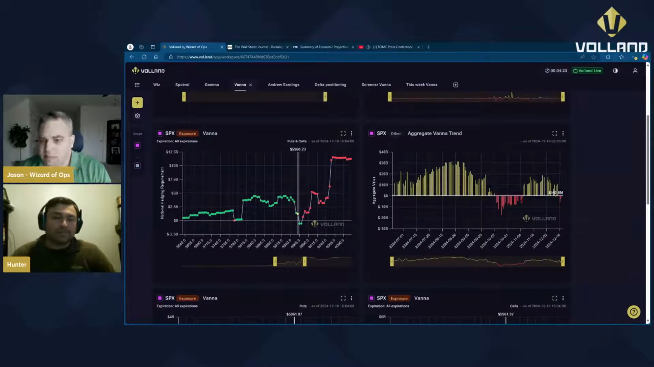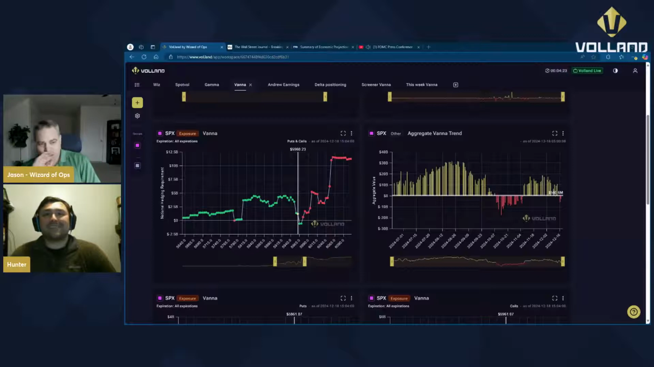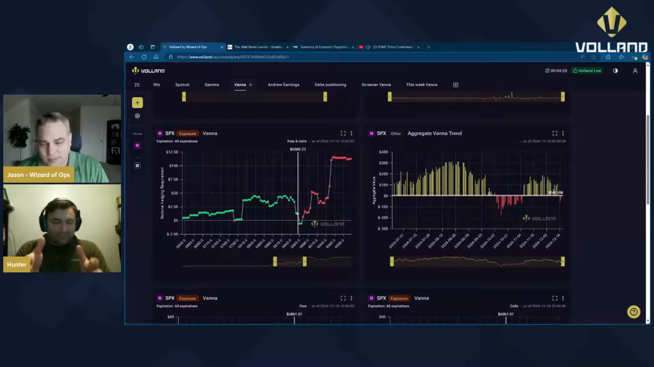Remember 2 days ago, or was it yesterday? That 20-point squeeze into close. I was like, this is real buying. It's just like bloop. That was hilarious.